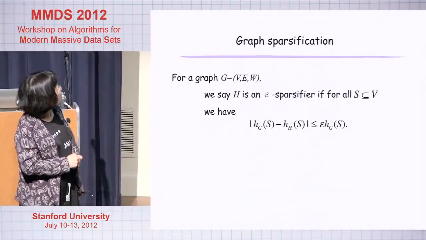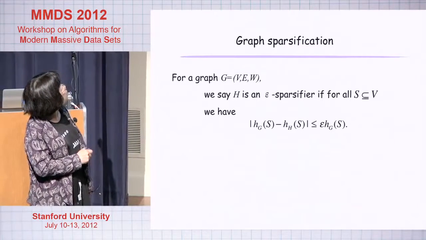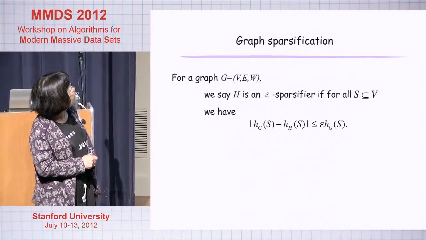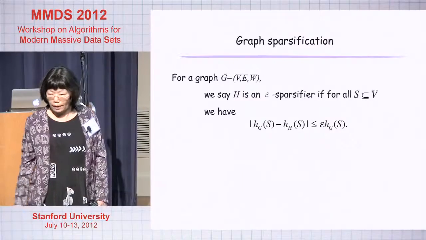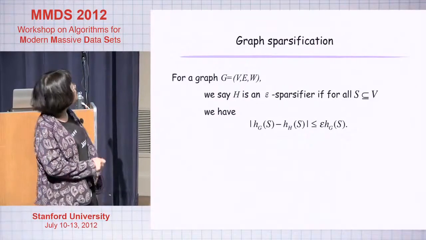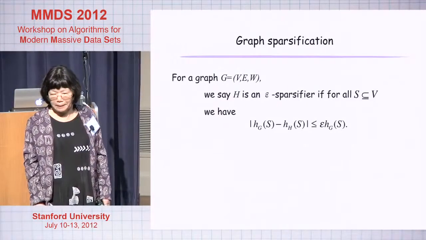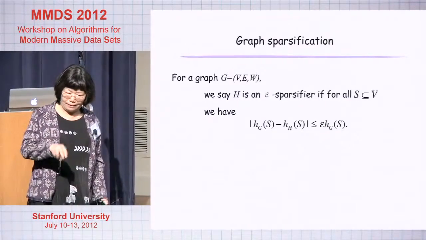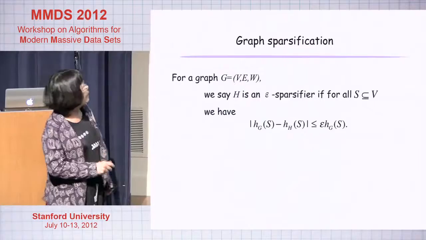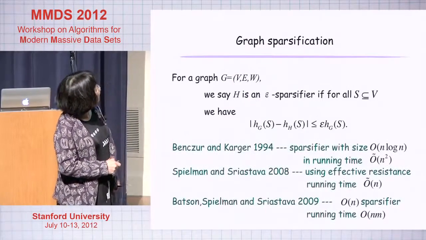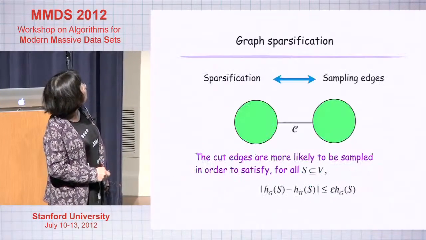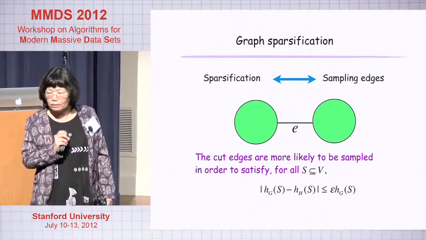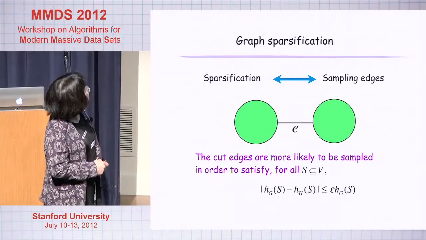In a sparsified graph, you take very few edges, but it preserves all the cuts. The Cheeger ratio is about the same. The Cheeger ratio is the number of edges crossing versus the volume of one side. So basically, you preserve all the cuts. That's a very strong thing. So how do you do that?